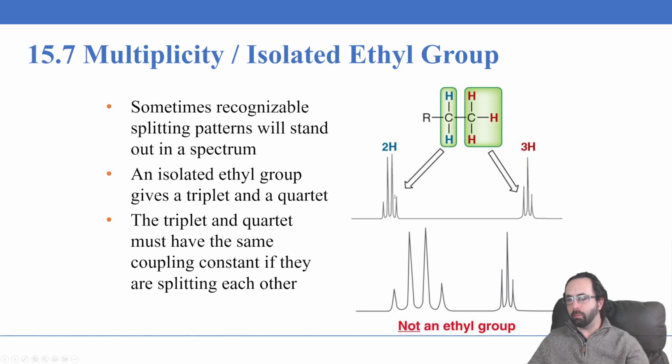Because remember, the number of peaks is n plus 1. So in this case, for these hydrogens, the number of hydrogens on the neighboring carbon is 3. So you get 3 plus 1, 4 peaks. Here, for these chemically equivalent hydrogens, the number of hydrogens on their neighboring carbon is 2. So you get 2 plus 1, 3 peaks. Okay.